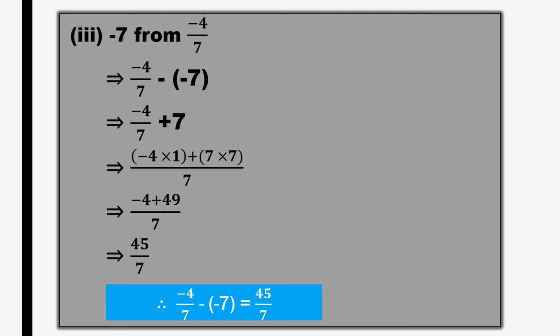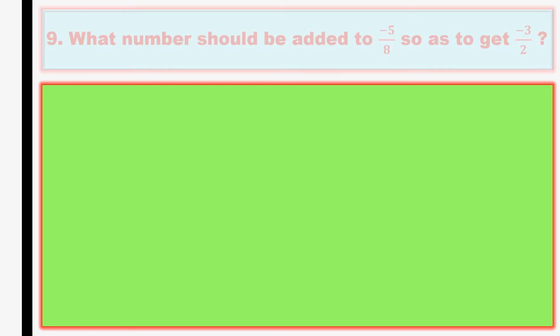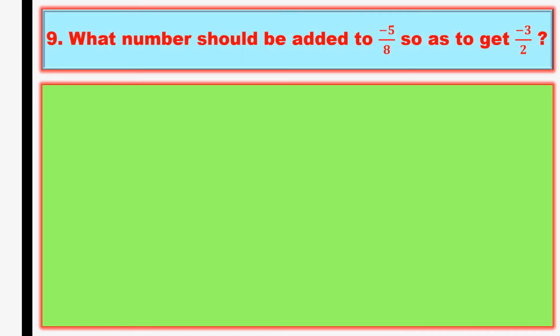So we will go to the next question, the 9th one. So here is your 9th question. What number should be added to minus 5 by 8 so as to get minus 3 by 2? So don't confuse. Here also you take some example. What should be added to? Suppose I am taking a number 2. Which number should you add to this 2 to get the answer 5? To get the answer 5, what is the number you should add? It is 3.